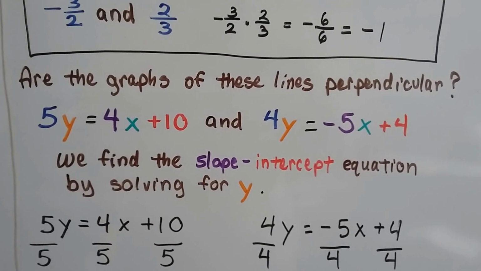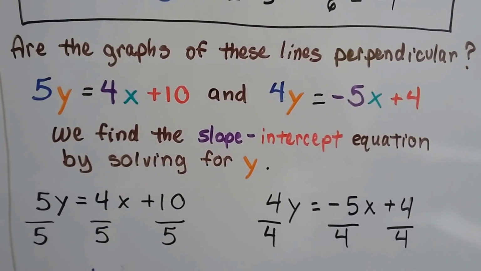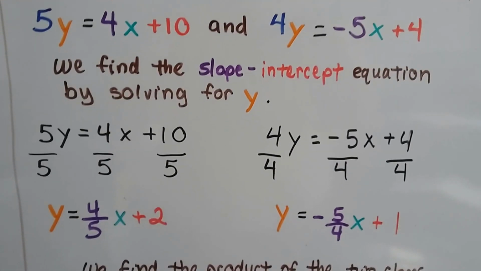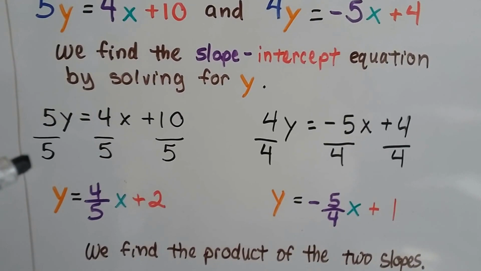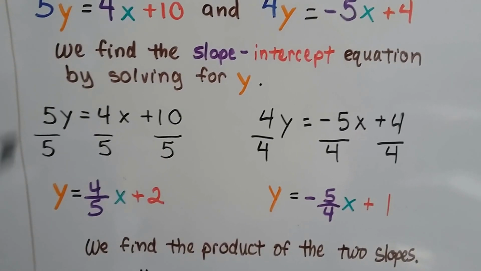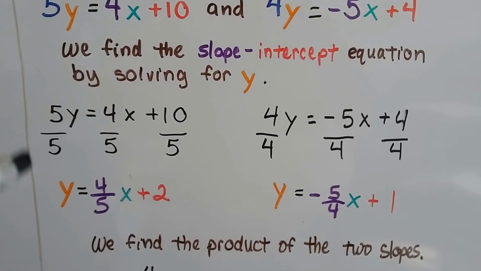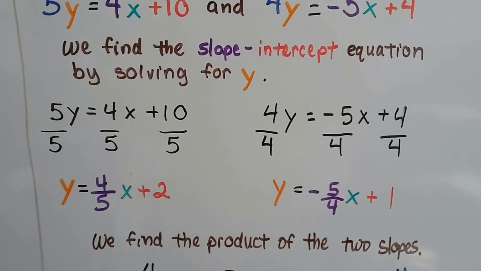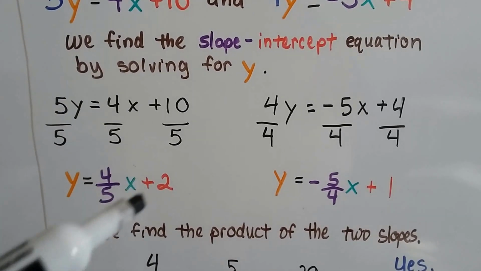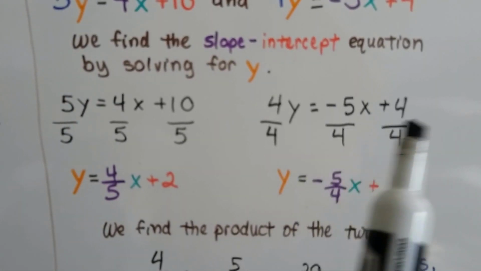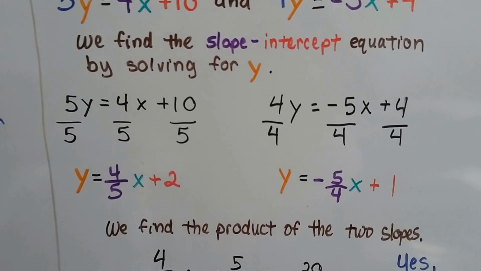So we've got 5y equals 4x plus 10 and 4y equals negative 5x plus 4. We find the slope-intercept equation by solving for y, and we can divide each of this equation's terms by the 5, by that coefficient. We could multiply by the reciprocal 1/5 if we wanted to, but there's no fractions here, so we've determined that it's easier to just divide. It's the same thing. And we get 1y equals 4/5 x plus 2. Same thing on this side. We can divide by 4 for each term, and we get y equals negative 5/4 x plus 1.